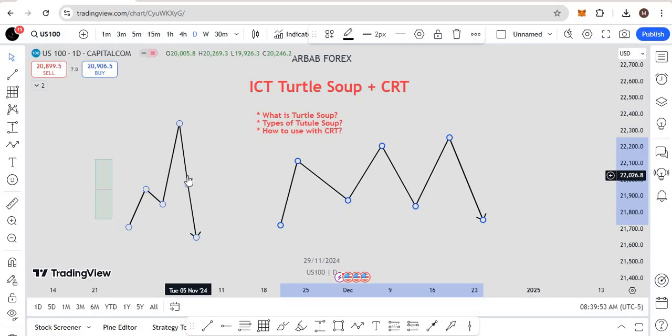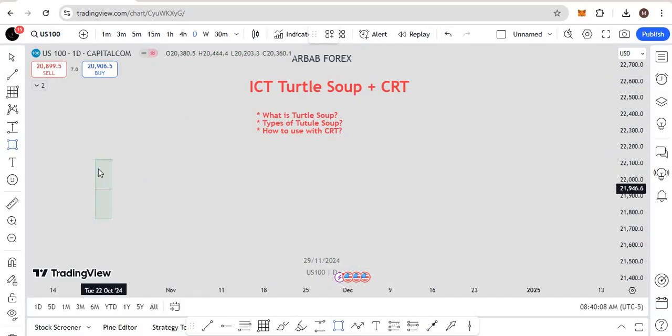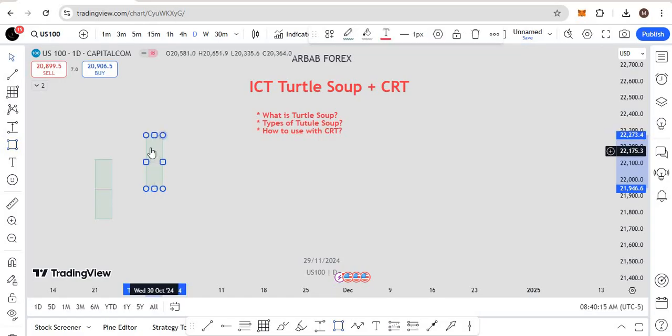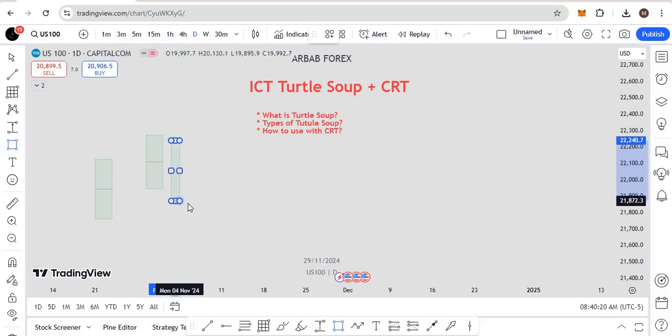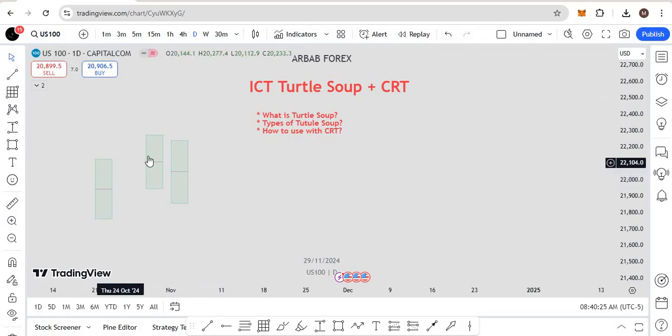How many types of turtle soup are there? There are two types: one is the body wick turtle soup, the second is the wick turtle soup. What does it mean by a body turtle soup? Here is the body, this is the high point, and here is the low point. If any candle closes above with a body close, and then the second candle goes to the downside, it is called a body turtle soup. As you see here, the body closed above the swing point.